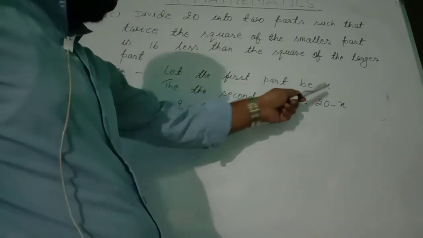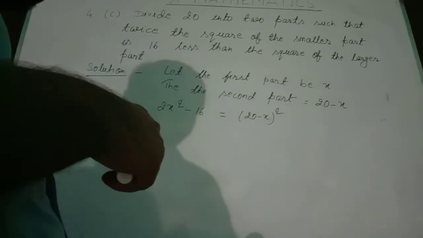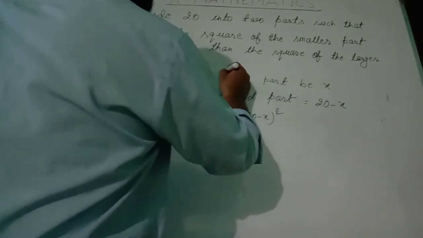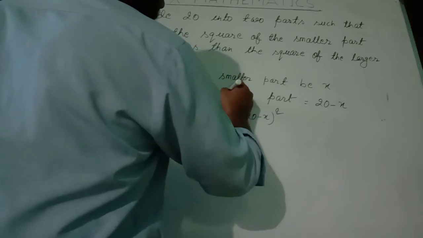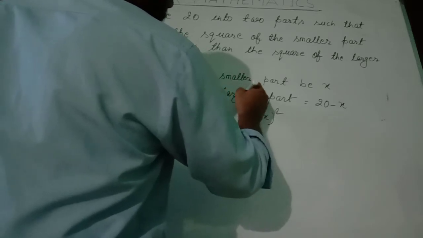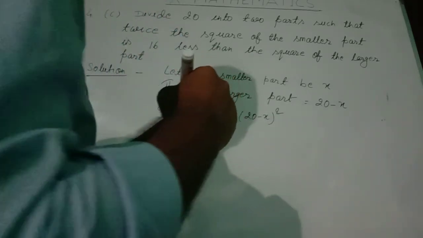Suppose this is the smaller part. We can write clearly, let the smaller part be x, not the first part. Right here, let the smaller part be x, then the larger part is equal to 20 minus x.